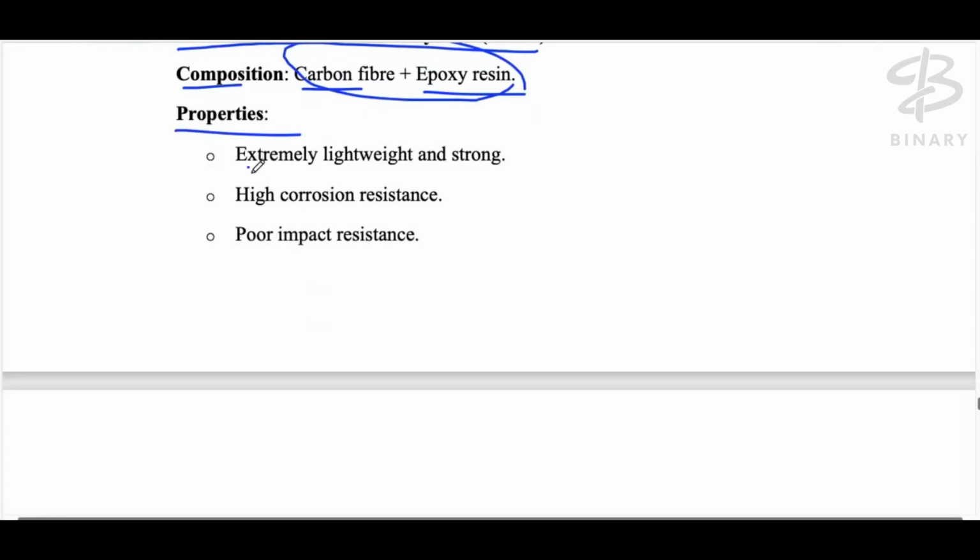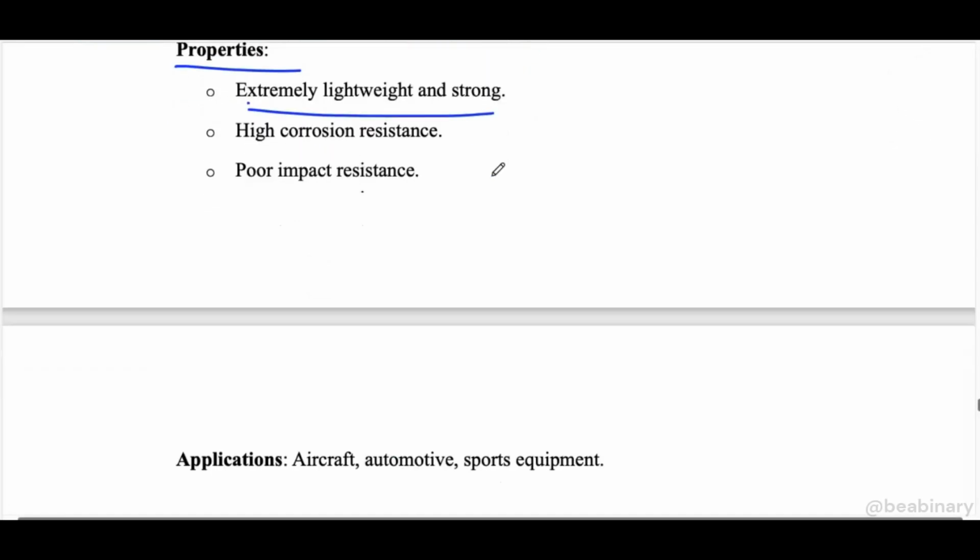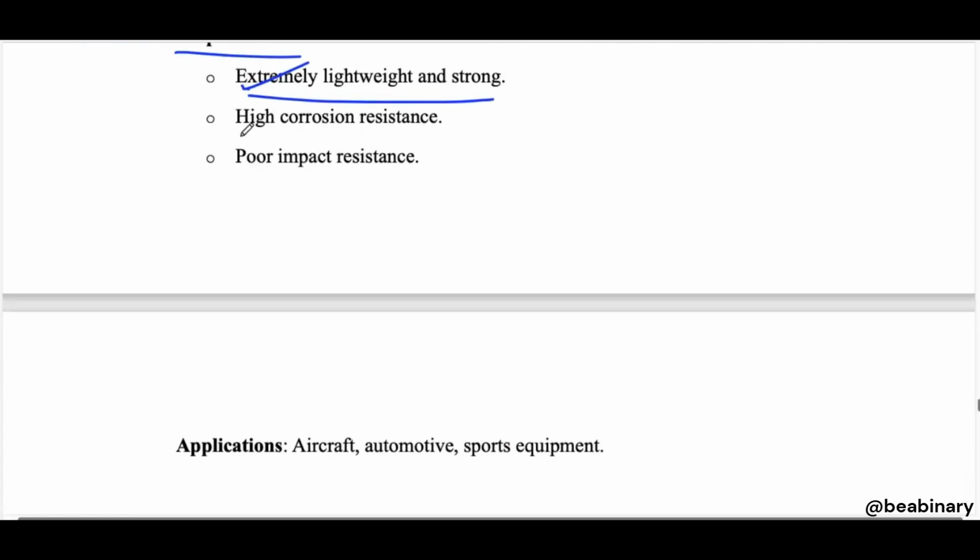They are extremely lightweight and strong. So these are the main features of carbon fiber, right? It has very high strength as compared to the weight. They have very little weight, high corrosion resistance, and poor impact resistance.